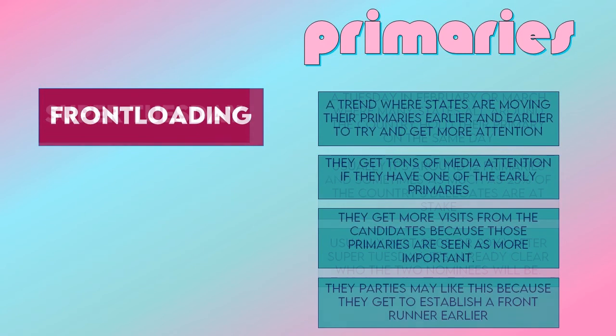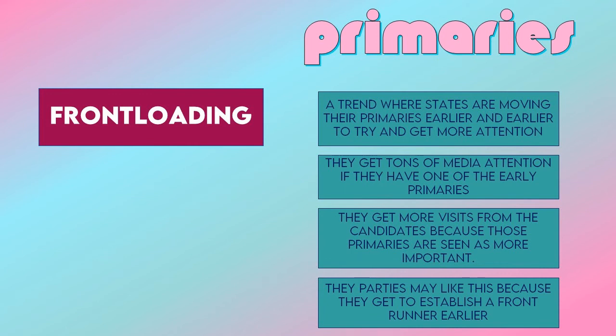We had mentioned that those states at the beginning of the primary get all the attention, and so this is creating a problem called front loading. Front loading is where the states keep moving their own primaries earlier and earlier because they want to get the most attention. So the states that are early, they get tons of media attention. They get a lot of visits from the campaigns and all that kind of stuff. The primaries that take place in May and June, no one pays attention to them. They usually don't even matter. And so states don't want to be those last primaries of the year.